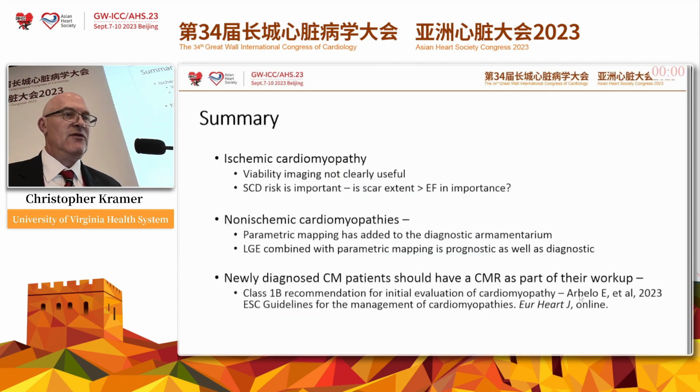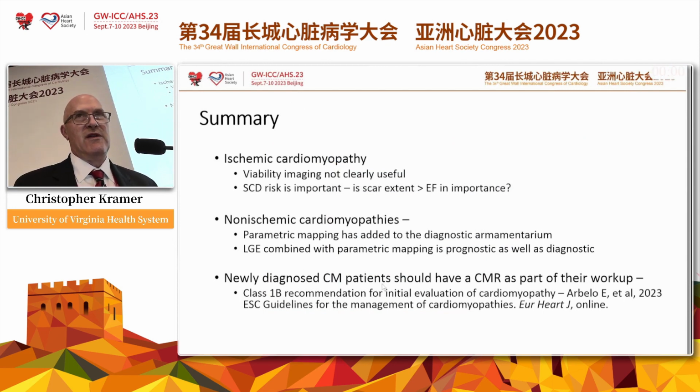So in summary, CMR has really become a crucial part of the evaluation of patients with cardiomyopathy. In ischemic cardiomyopathy, LGE and viability imaging is not clearly useful in terms of predicting outcome. However, LGE is becoming increasingly important in predicting sudden cardiac death risk, and may be more important than LV ejection fraction. In non-ischemic cardiomyopathies, T1 and T2 mapping is added to the diagnostic armamentarium, and late gadolinium enhancement combined with parametric mapping is both prognostic as well as diagnostic.